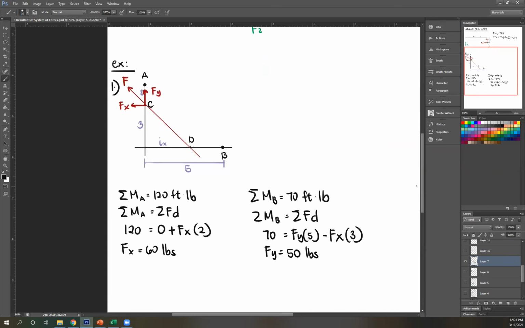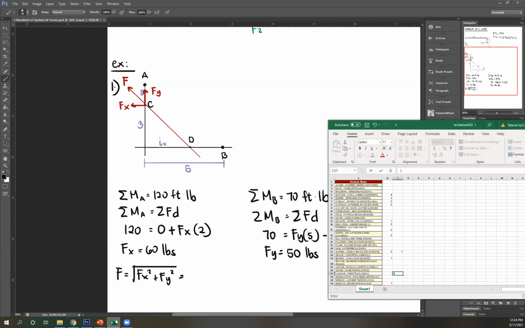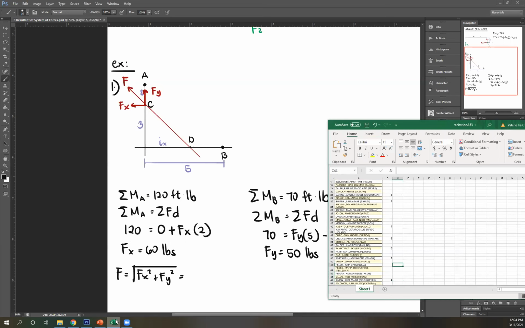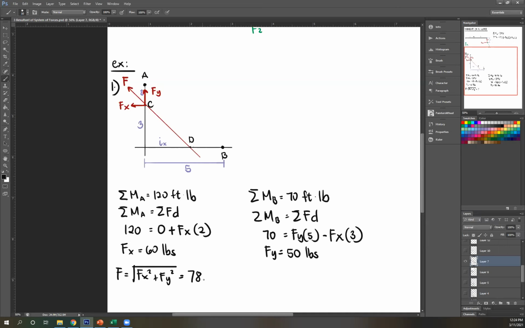Once again, my goal is to get F. So to get F, that's just the square root of Fx squared plus Fy squared. What's the answer? Correct, John Relor. They are the only one who solved. So just you, Relor. 78.10, correct. So that's the first part. Now we're not done.